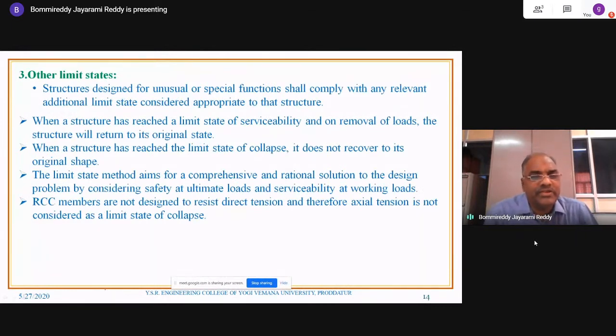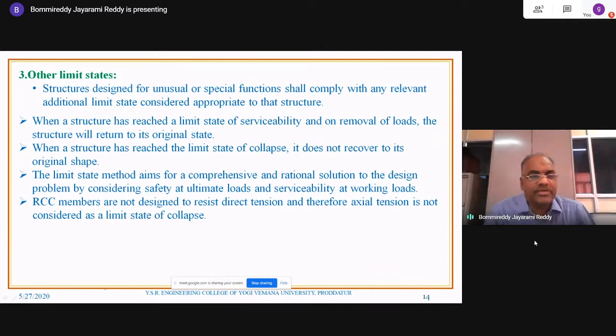And other limit states: any other limit state can be considered other than the two limit states given above. Any unforeseen or unusual special functions must comply with any relevant additional limit states considered appropriate to that particular structure.